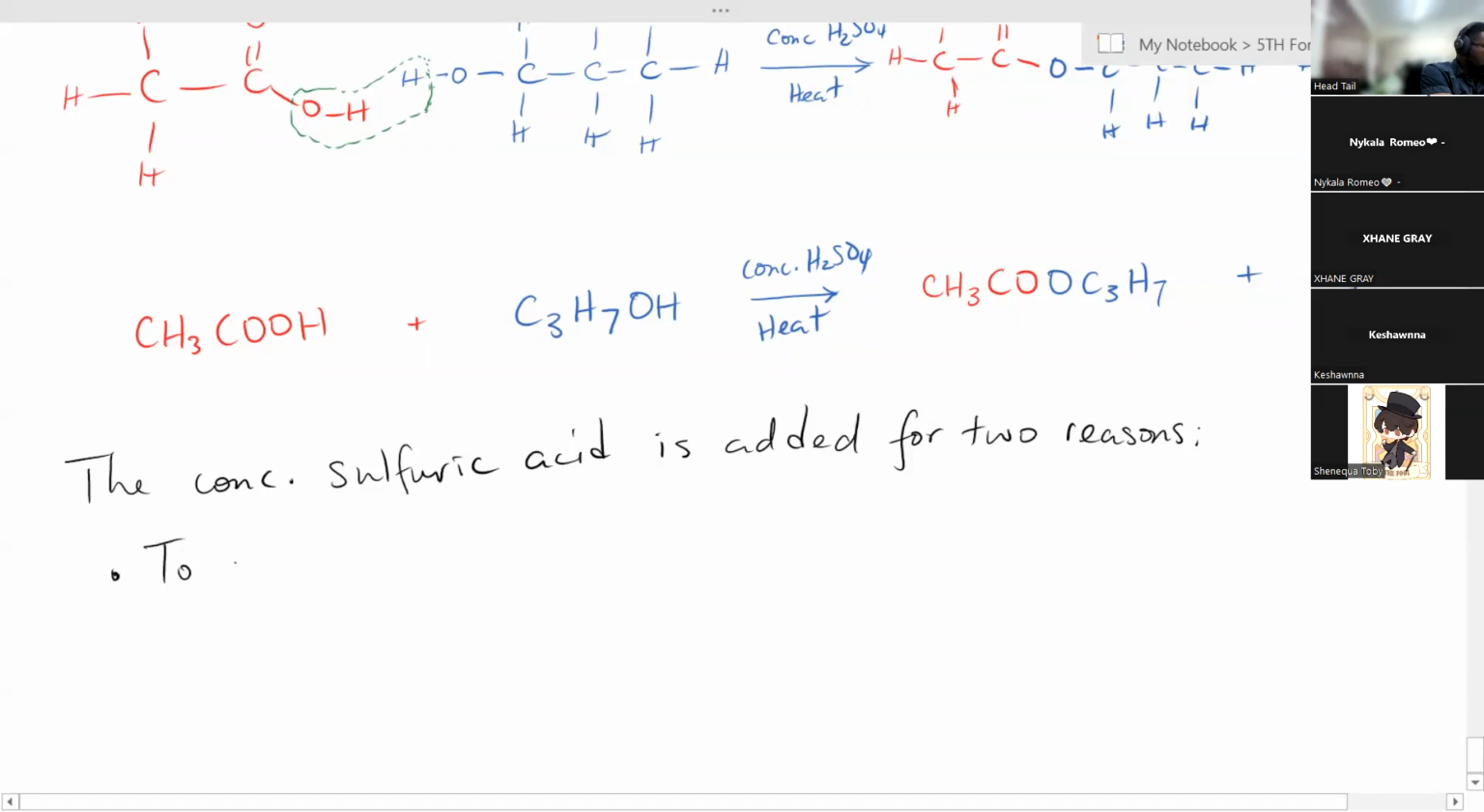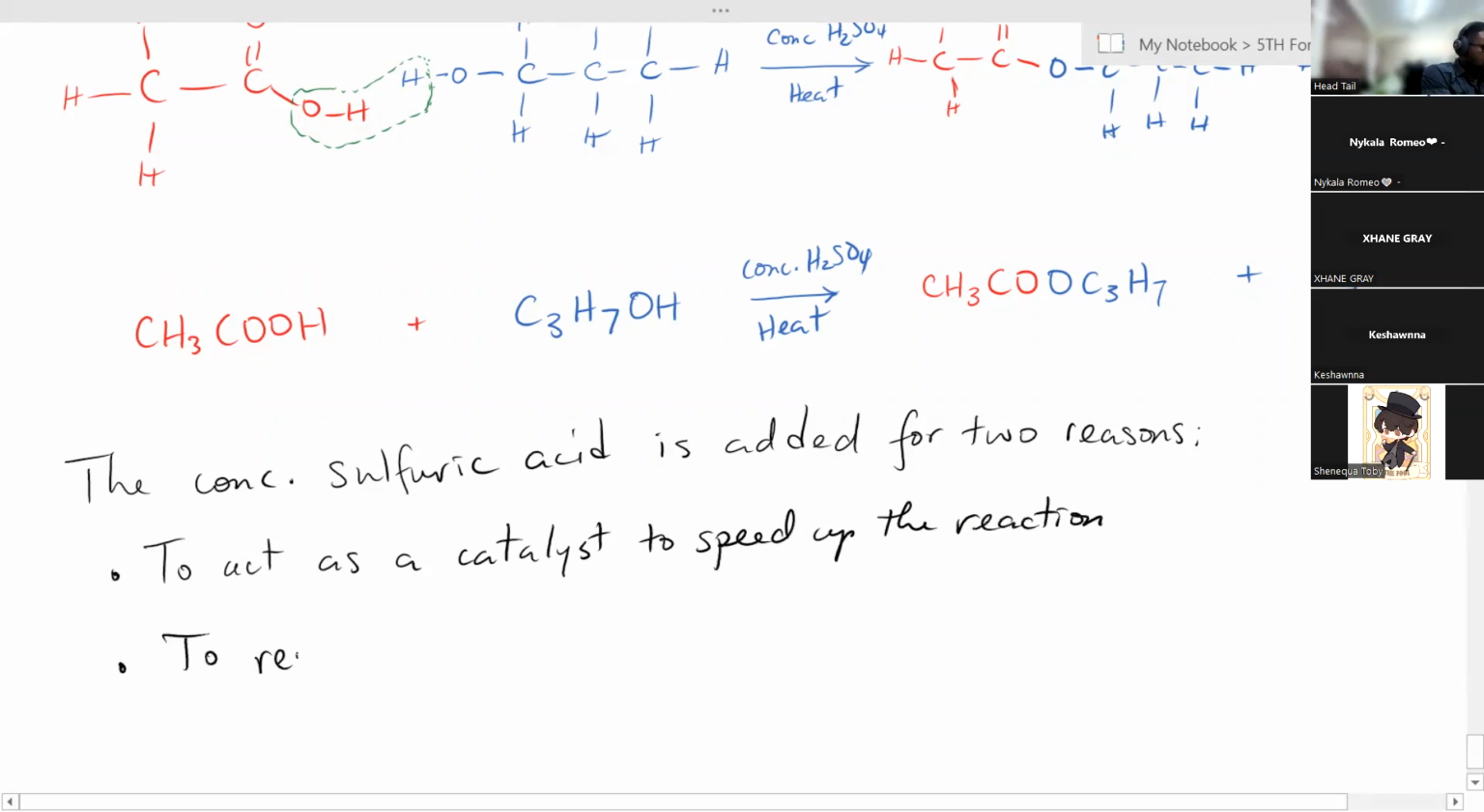One, to act as a catalyst to speed up the reaction. All right. And two, to remove the water produced during the reaction.